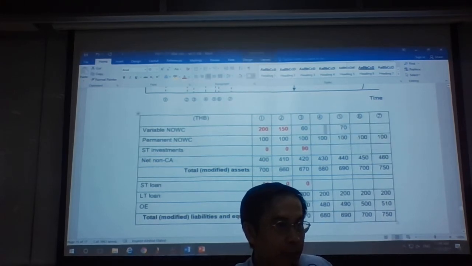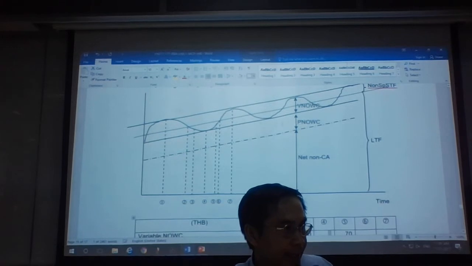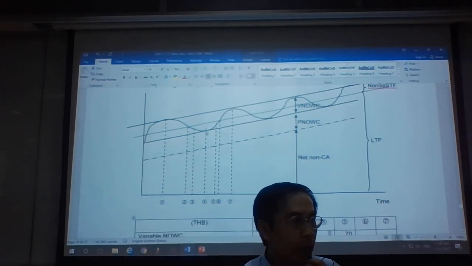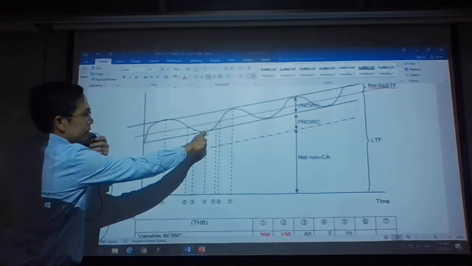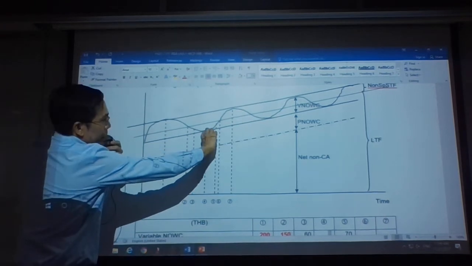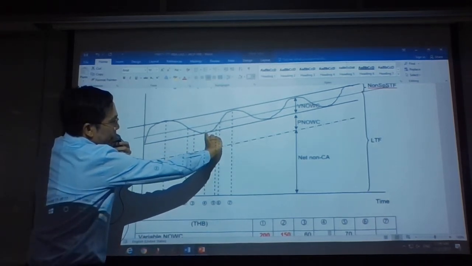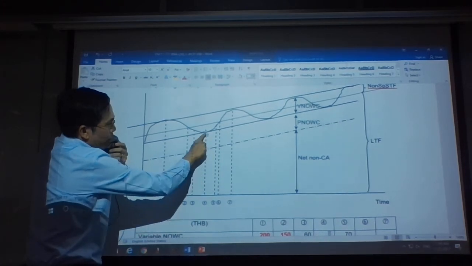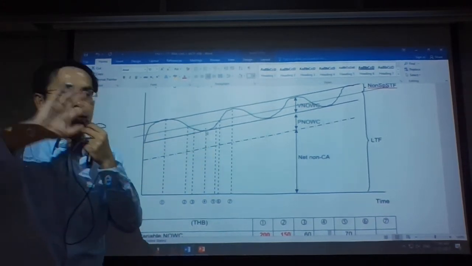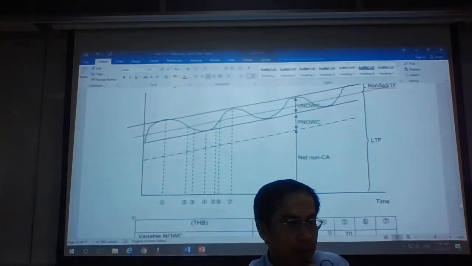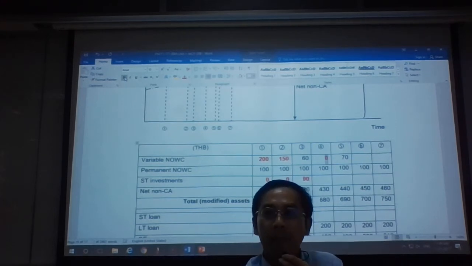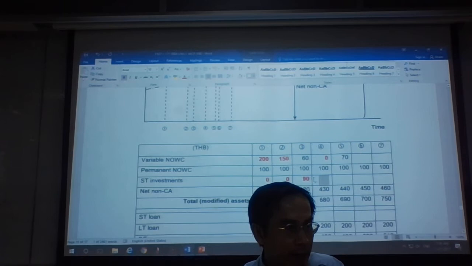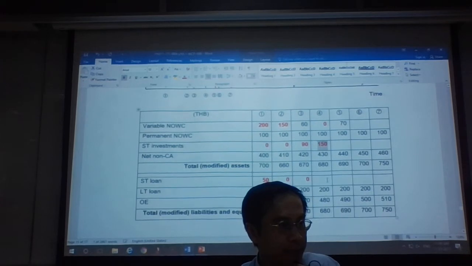now one thing that you should know at time 4, is there any variable net operating working capital? No, not at all. Look at this point. Okay, this is permanent net operating working capital. This is your non-current asset. Therefore, at this point, there's no variable net operating working capital because it is at the bottom of the season. So this one must be 0. And therefore, the difference here must be marketable securities, which is equal to 150.